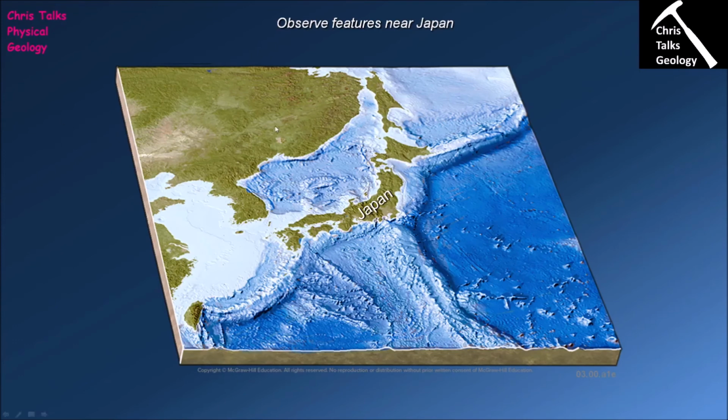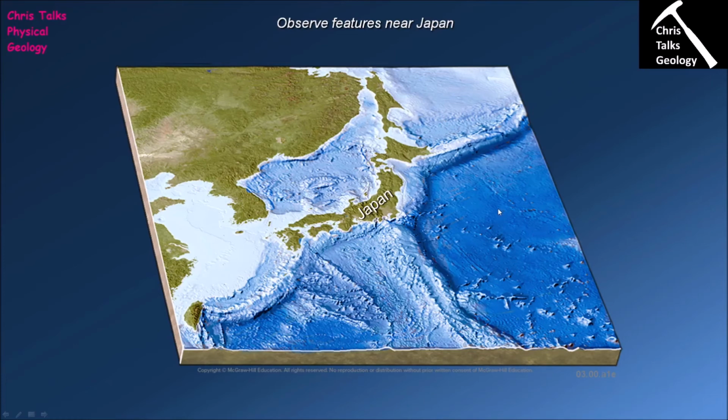Okay, so what about Japan? Well, in this case, we have a situation where we have two pieces of oceanic crust meeting. So we have a piece of oceanic crust up here and a piece of oceanic crust down here. Straight away you'll notice that these pieces of oceanic crust appear to be at different heights. This piece appears to be slightly higher than this piece down here, so as a geologist we're going to have to explain that.